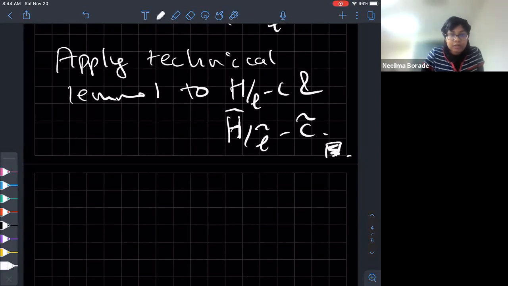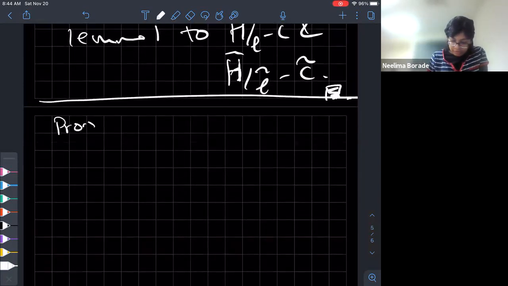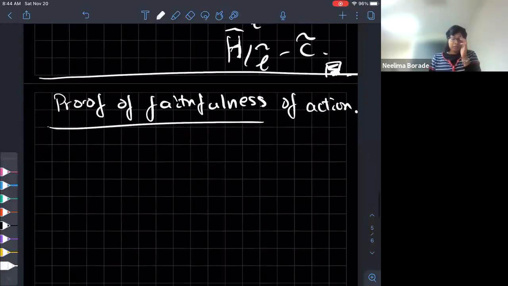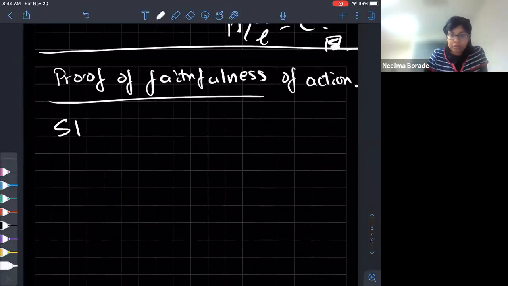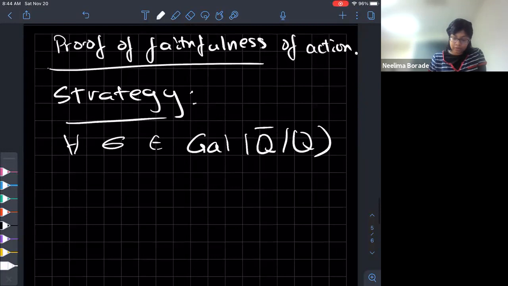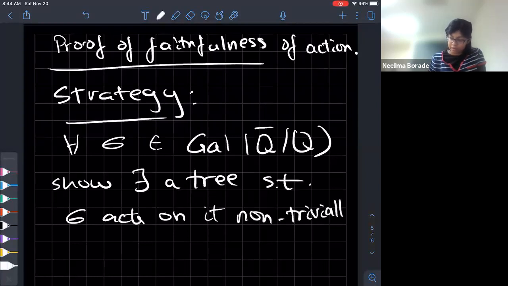Okay, any questions about this? If not, we can discuss the proof of the faithfulness of action. Okay. Great. So the strategy here: for every element sigma of your Galois group, we'll show there's a tree such that sigma acts on it non-trivially, which would imply the action is faithful.